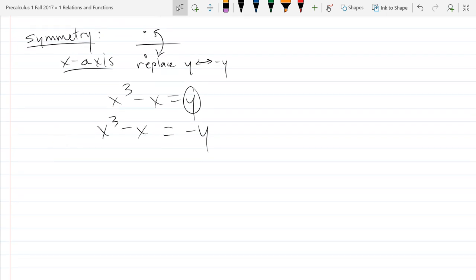So why is this not the same as the original equation? The left side's the same, but the right side's negative. So it's going to be a different equation. So we're going to fail x-axis symmetry. So we got no x-axis symmetry. Now try y-axis. We're going to replace x with negative x.